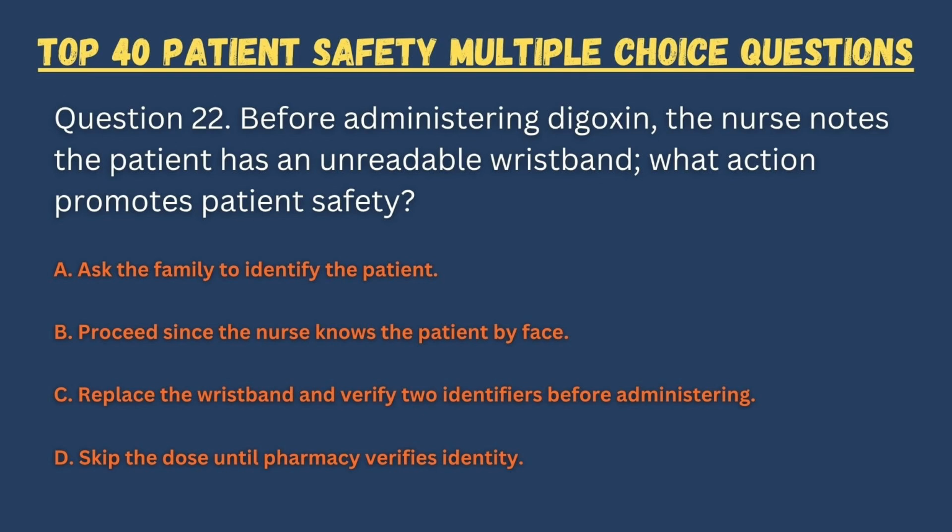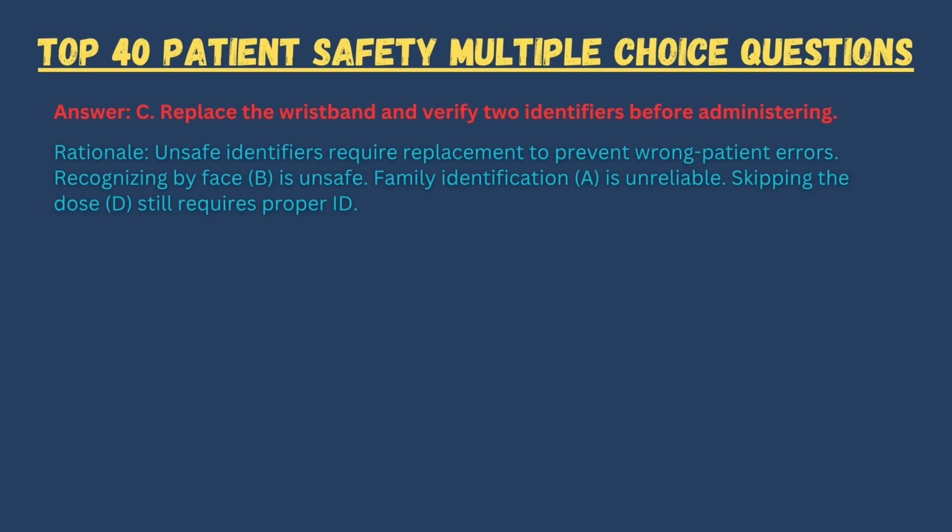Question 22. Before administering digoxin, the nurse notes the patient has an unreadable wristband. What action promotes patient safety? A. Ask the family to identify the patient. B. Proceed since the nurse knows the patient by face. C. Replace the wristband and verify 2 identifiers before administering. D. Skip the dose until pharmacy verifies identity. Answer. C. Replace the wristband and verify 2 identifiers before administering.